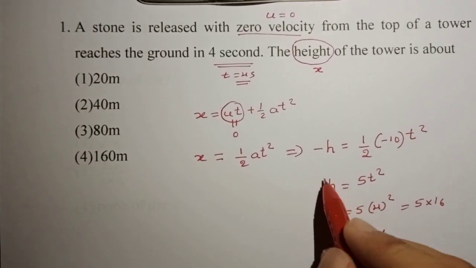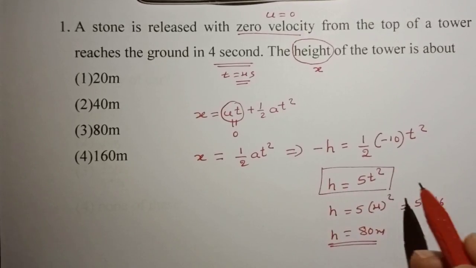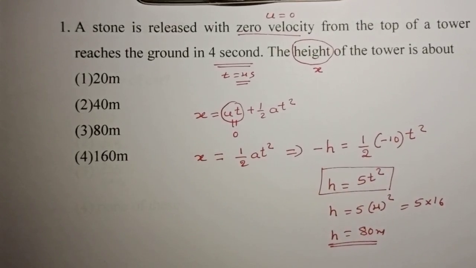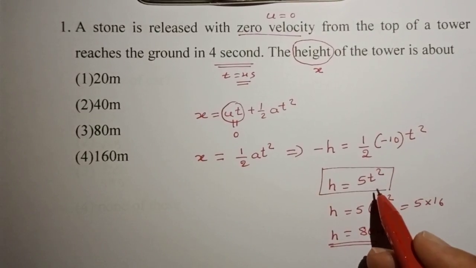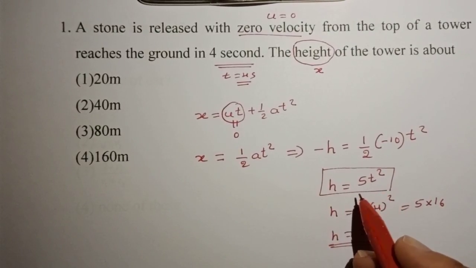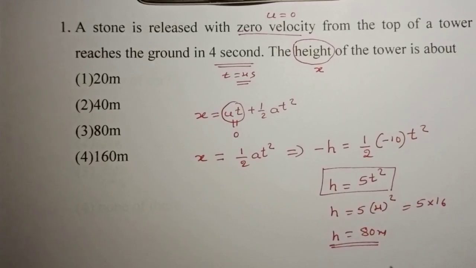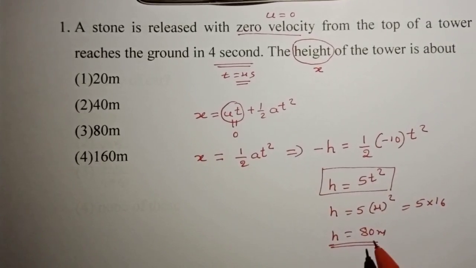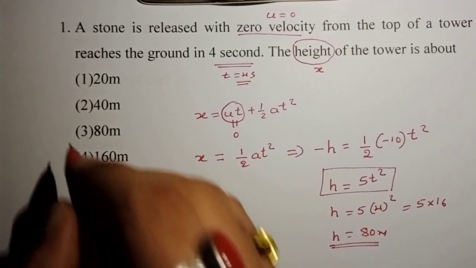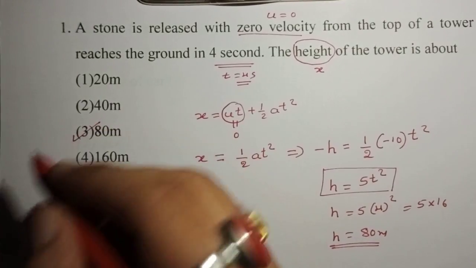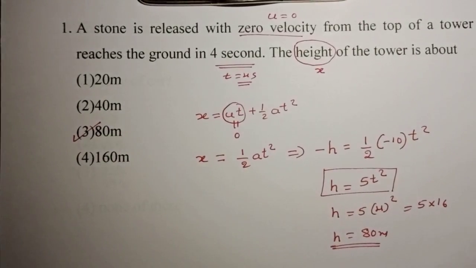Now you can use this equation afterwards. If a ball is dropped from a height, and it takes time equal to t, then height can be directly calculated using the formula h is equal to 5 t square. So here in this problem, height of the tower is 80 meters. So option 3 is the correct one.